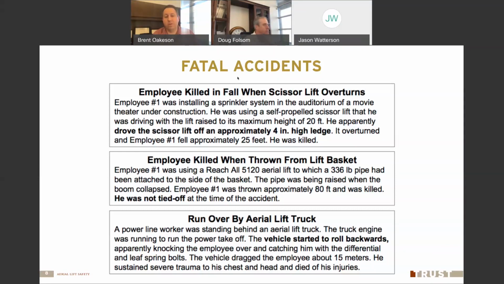Another case where someone was run over by an aerial lift truck. There was an employee standing behind the truck. As the vehicle started to move, it rolled backwards, and the employee didn't know it was coming backwards, and it caught onto him and dragged him about 15 feet and ran over him. So those are things we need to watch for.